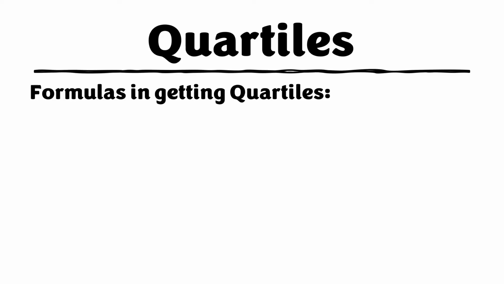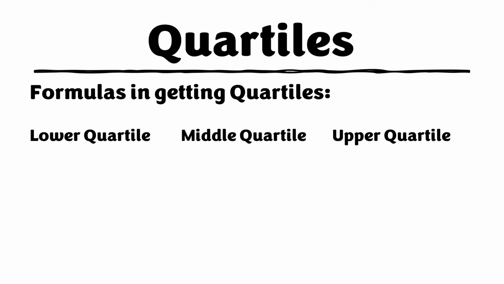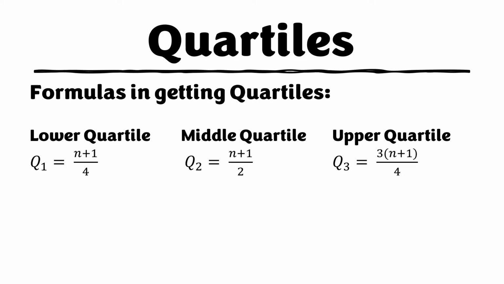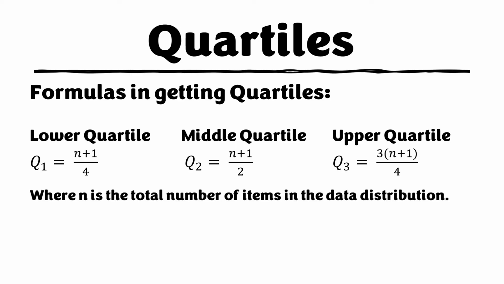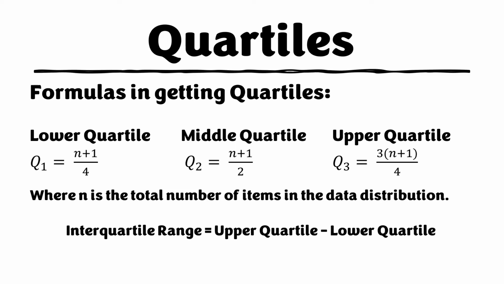The formulas in getting quartiles. So for the lower quartile, we have Q sub 1 is equal to n plus 1 all over 4. For the middle quartile, Q sub 2 is equal to n plus 1 all over 2. And for the upper quartile, we have Q sub 3 is equal to 3 times the quantity of n plus 1 all over 4. Where n is the total number of items in the data distribution.